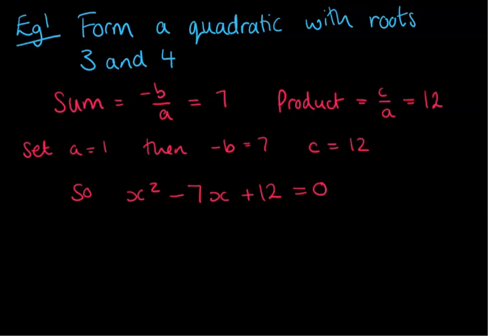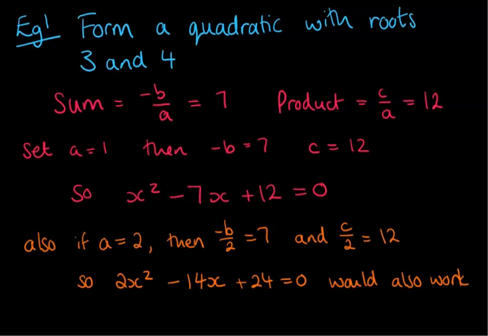You might have a case where you need to set a as equal to something else. Maybe you know that it starts with a 2x squared, and then you just put 2 in for the place of a. So just here and here, where you would need to possibly put in a different value for a, and then make a different equation that also has the roots of 3 and 4. So it is possible to do other values of a as well if you needed it.